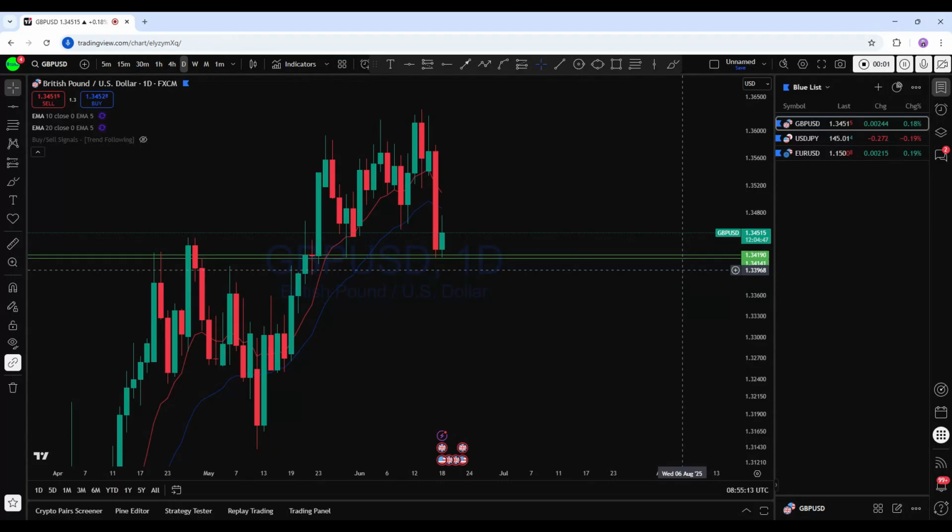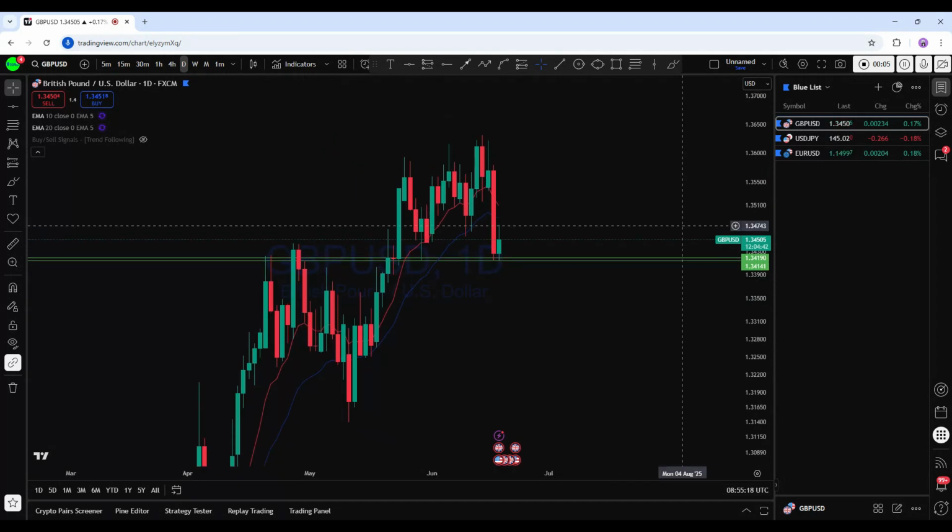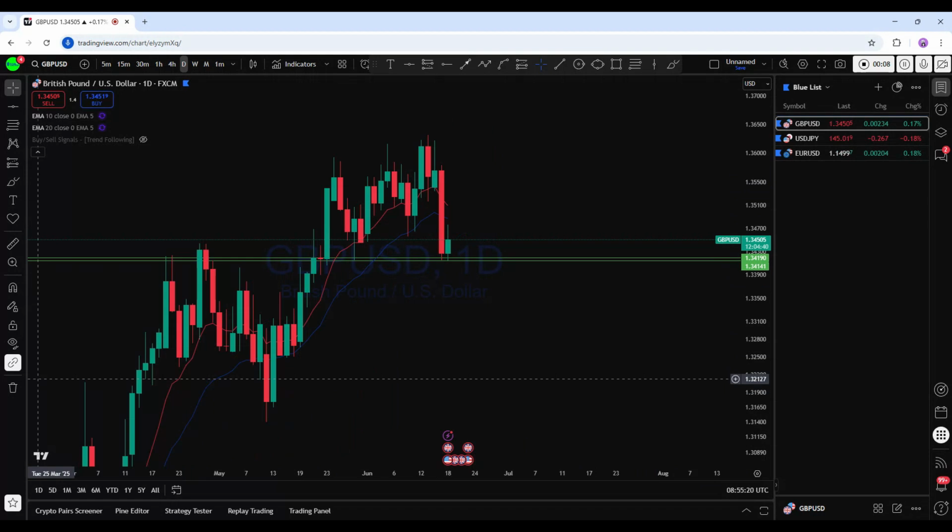Hello trader. We can look at GBPUSD, dollar yen, and euro dollar. These three instruments are currently showing significant trading opportunity on the lower time frame.